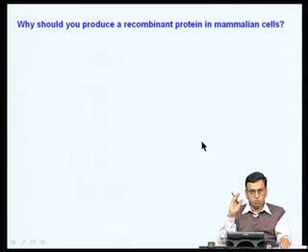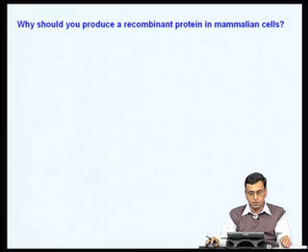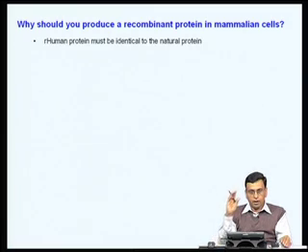As I said, let us now spend some time to understand this logic. Why should you produce a recombinant protein in mammalian cells? When you want your recombinant human protein or a recombinant mammalian protein to be exactly the same as it occurs in the native form, if you want to express a human protein in a recombinant form, and if you want this recombinant human protein to be exactly the same as it is present in the native human cells, then you have no other option but to go for a mammalian expression system.